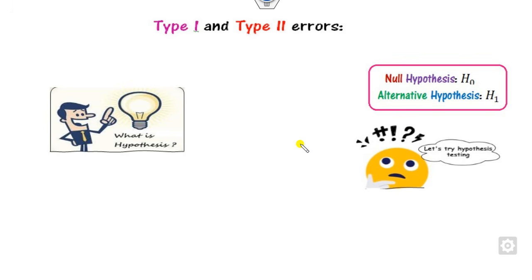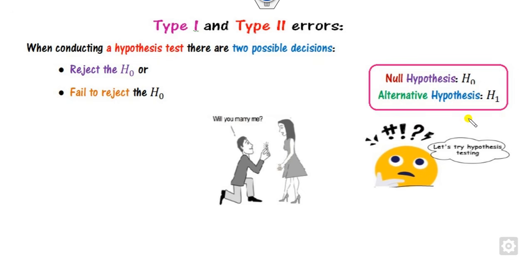What are the type 1 and type 2 errors? Let's say you have the null hypothesis H0 and H1. What is the meaning of the null hypothesis? Say this man tries to impress this beautiful girl, and he proposes to her: will you marry me? Then what are her options? She can reject his proposal, or she can accept it. That is, she can reject, or she can fail to reject it, which means she accepts the proposal.